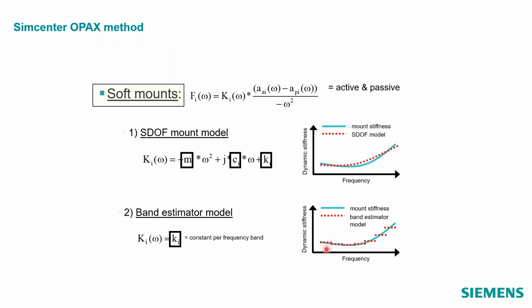Here I have one unknown for each band multiplied by however many bands you have. So if I have 10 frequency bands, I'm going to have 10 unknowns in the band estimator model, and 3 unknowns in the single degree of freedom mount model. And then we can put bounds around mass, damping, and stiffness if you know about what they should be. We also have models where we can assume mass is 0 and stiffness is 0 and just solve for K. So we've got different types of mount models we can play with.